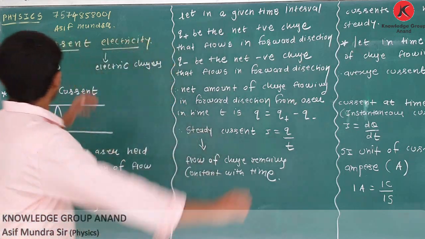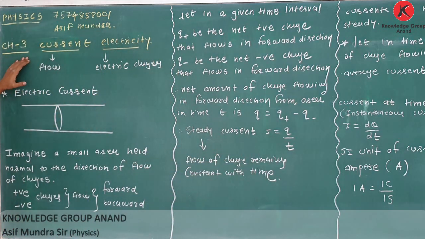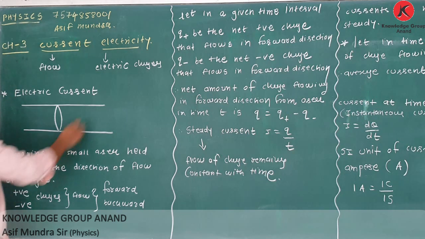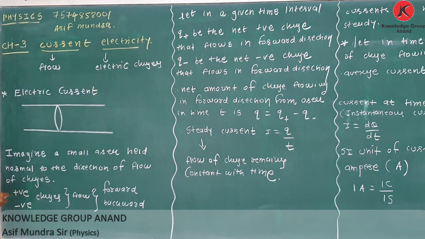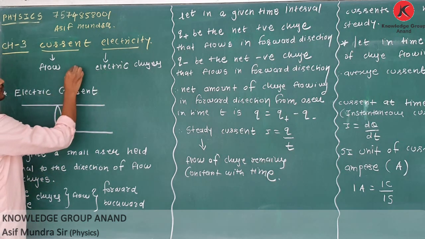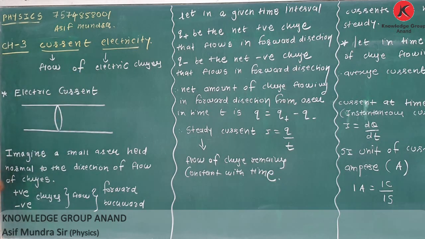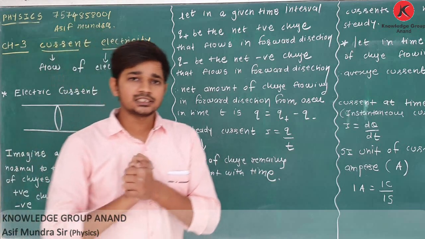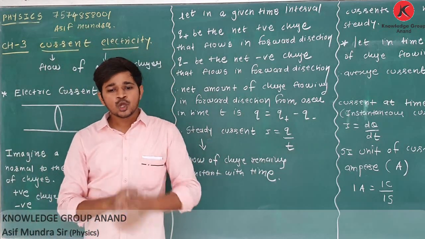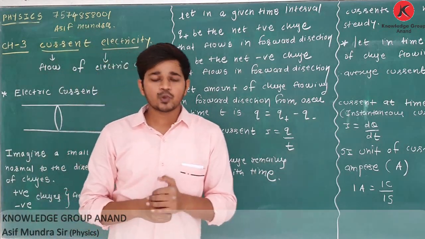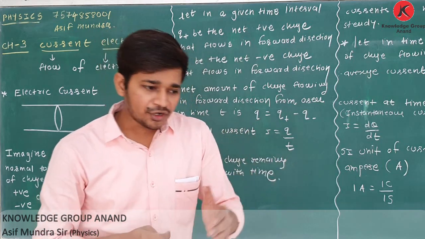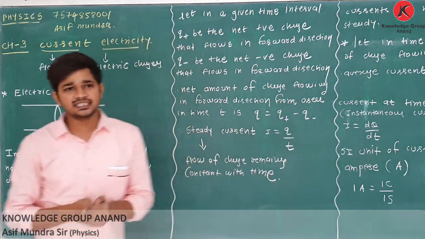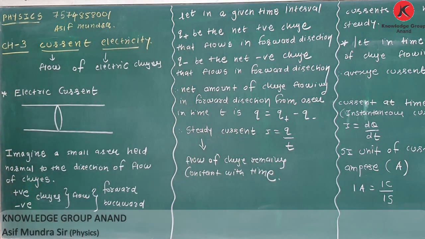Okay, so see, Chapter 3, current electricity. Current means flow of, electricity means electric charges. So current electricity is nothing but flow of electric charges. And yes, flow of electric charges constitutes electric current. So what is electric current? What is steady current? What is average current? We will find out.